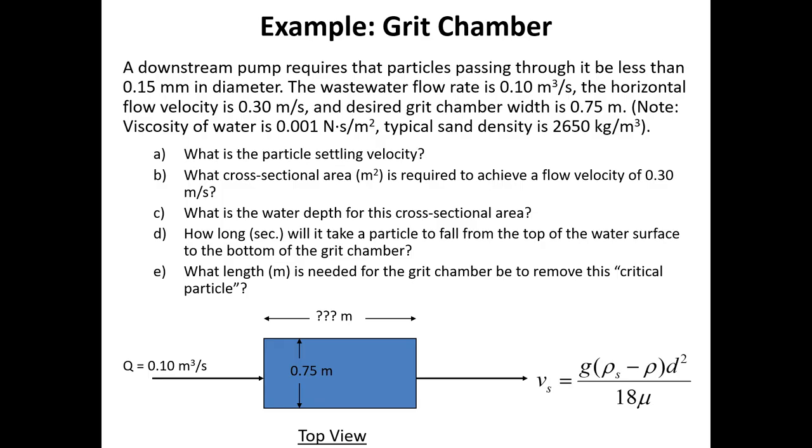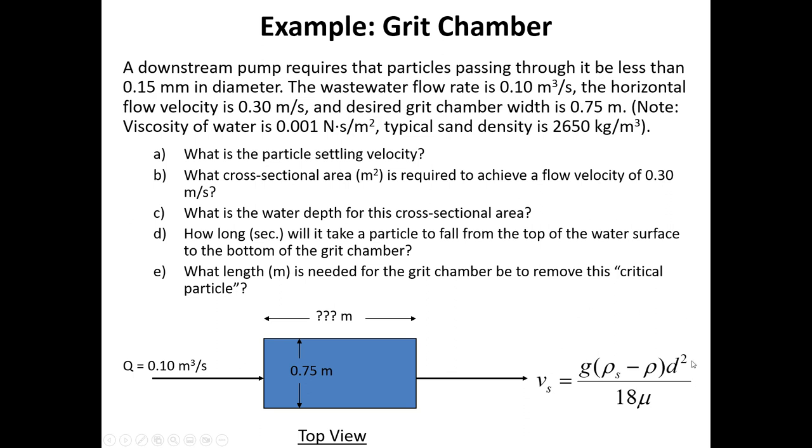Okay, so just to finish things up, let's take a look at a grit chamber. We've got a grit chamber where the water coming in is 0.1 cubic meters per second. We know the width of the grit chamber, and we know the characteristics of these particles. We want to settle out a particle that has a diameter of 0.15 millimeters. That's going to be our controlling particle. Anything larger than that will settle easily. Anything smaller than that may not settle, depending on where it enters the grit chamber.